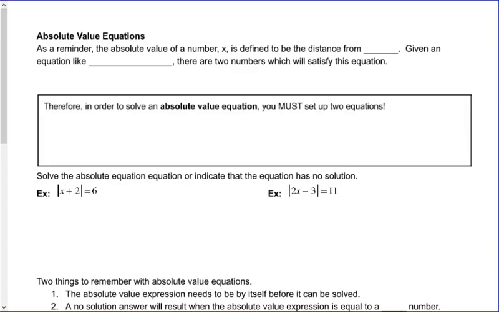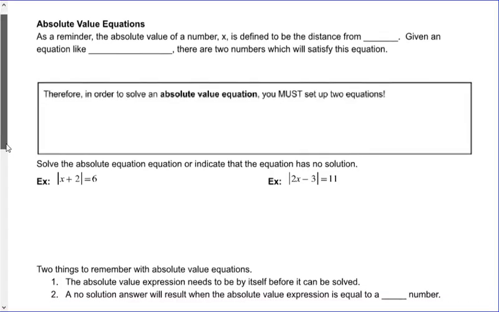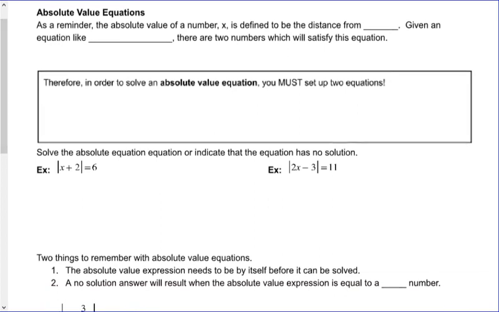Let's do our last type of equation. Get in some absolute value equations. And there is a common mistake that happens with these. So students forget that you have to have 2 answers with these.